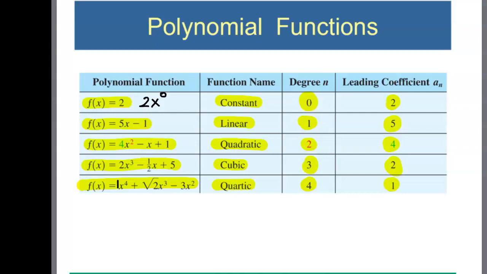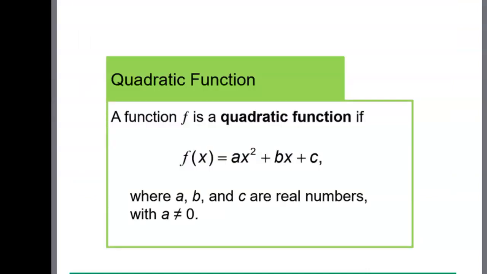Okay, and so we're going to dig in here now with quadratic functions. So quadratic functions are of the form f of x equals ax squared plus bx plus c. A, b, and c are all real numbers. A cannot be equal to 0. Okay, so when we think quadratic, we think degree 2.